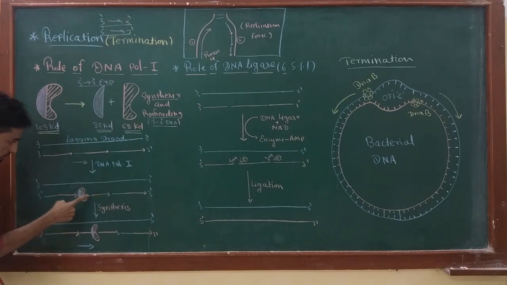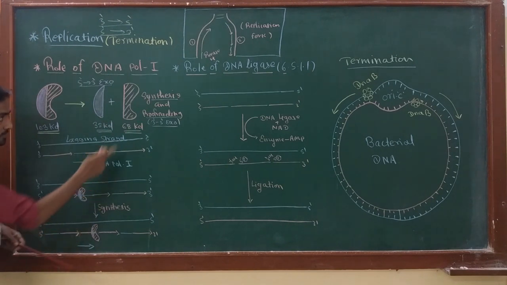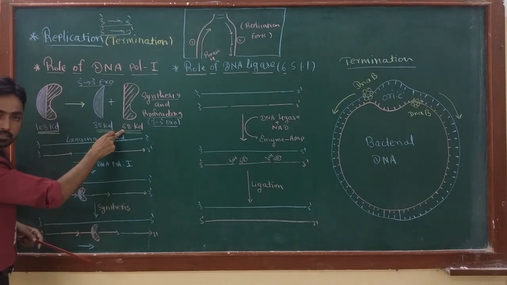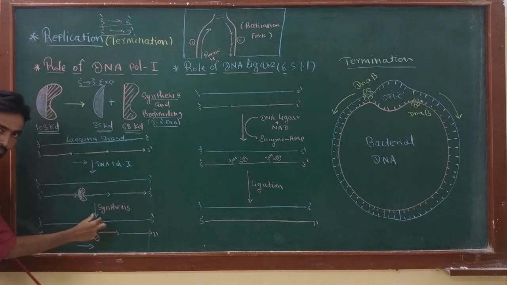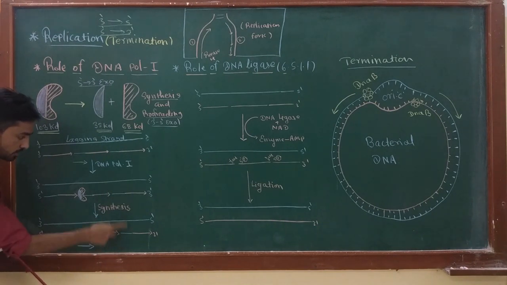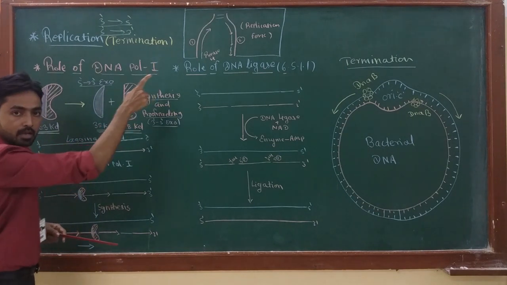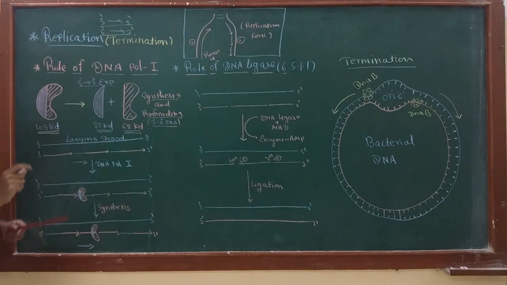Now in the second fragment, here you can see the primer is removed by the polymerase and then simultaneously filled with DNA. So this activity is called synthesis, which is due to this 68 kilodalton larger portion of the enzyme. In the same way, the enzyme will remove all the primers which are present on the lagging strand, and at the time of removing the primer, the enzyme fills the gap with DNA. Okay, this is the action of DNA polymerase 1 on the lagging strand.